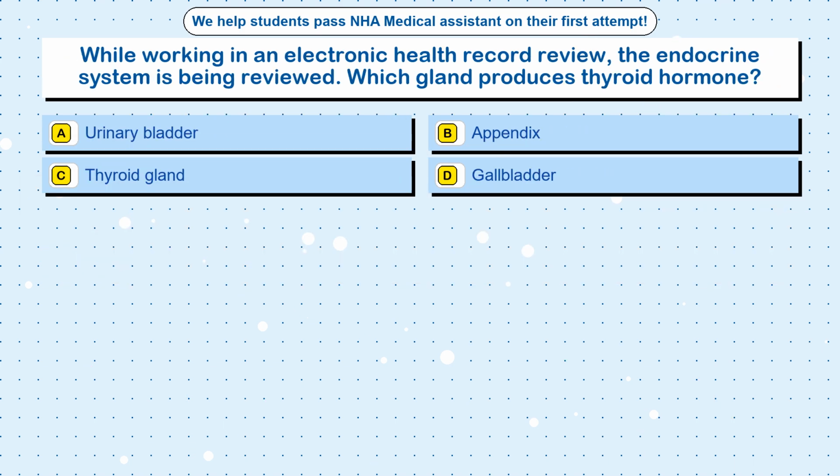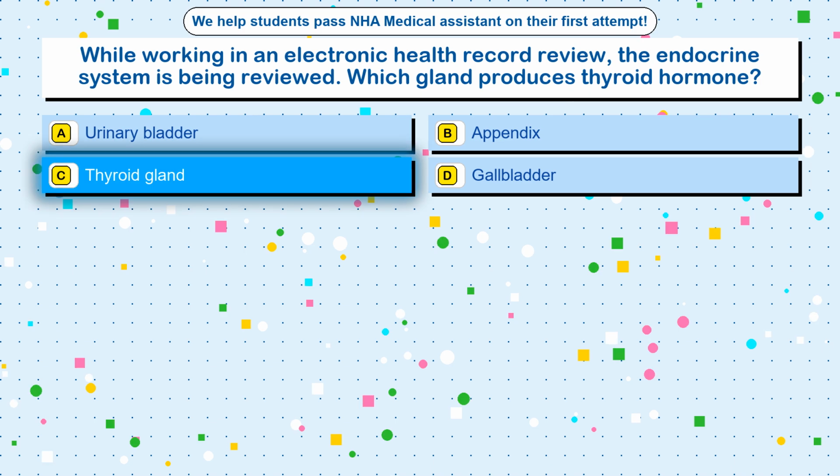Question 85. While working in an electronic health record review, the endocrine system is being reviewed. Which gland produces thyroid hormone? Option A. Urinary bladder. Option B. Appendix. Option C. Thyroid gland. Option D. Gallbladder. The correct answer is option C.